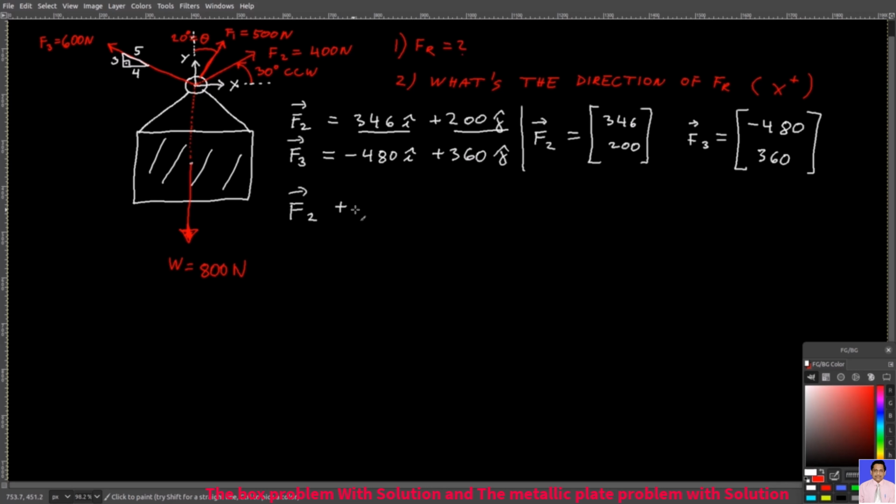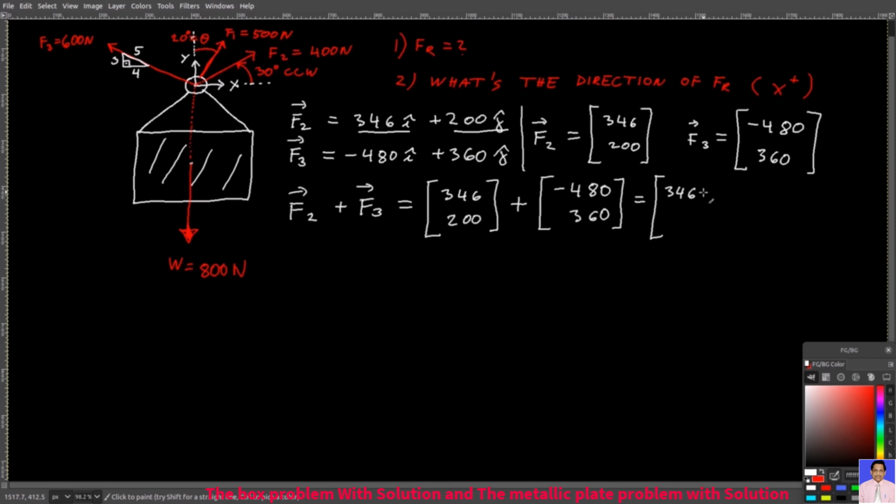And so f2 vector plus f3 vector, that's this column plus this column, so you will have 346 minus 480, and then 200 plus 360. And again, that gives you minus 134 and 560 newtons. This here is the i component, this here is the j component. So this is just another way to represent them. You can try using this notation in the second box exercise.